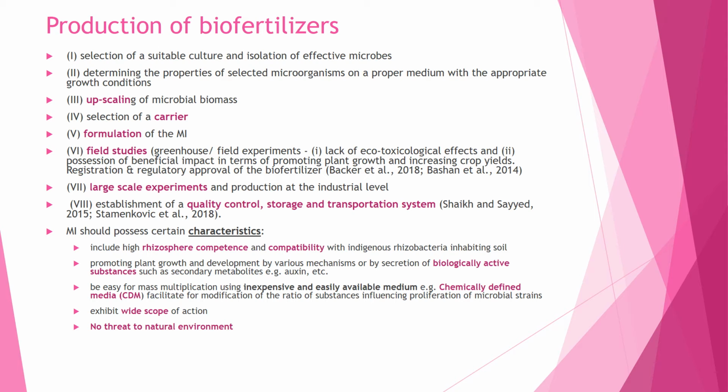Then once this has been approved, we will do further upscaling to 1,000 liter and so on, and produce at the industrial scale. The upscaling here is only pilot scale, maybe around 500 liter, around there. Okay, industrial scale is usually 1,000 liter and above. Okay, and in doing so, we have to do quality control in terms of storage and transportation system.